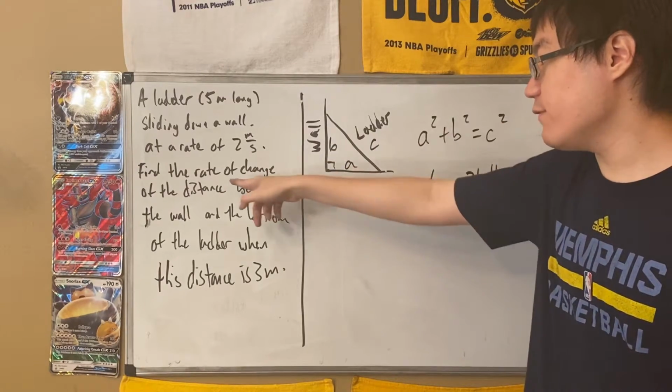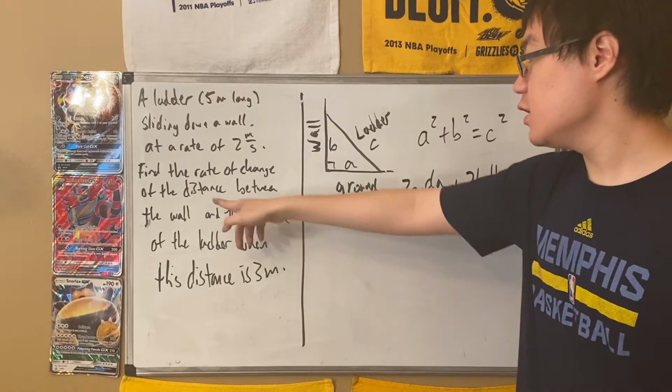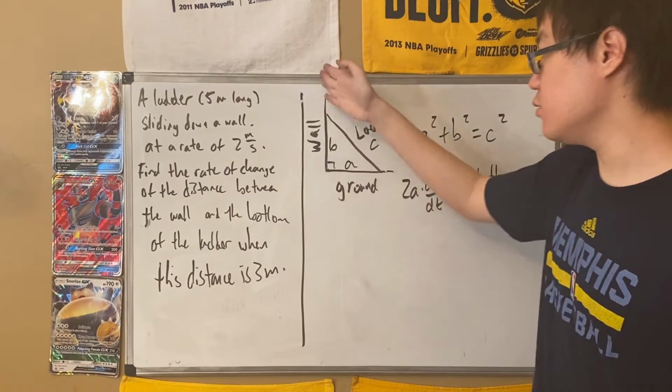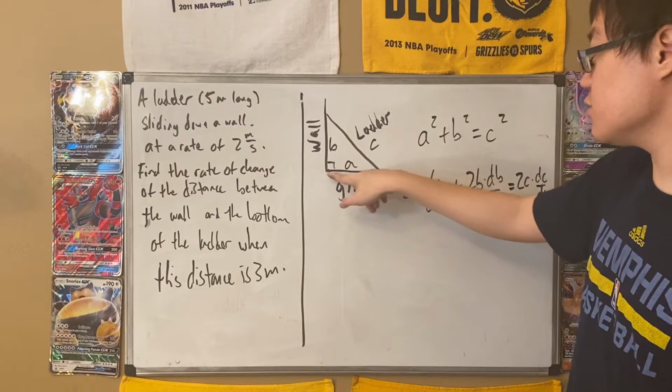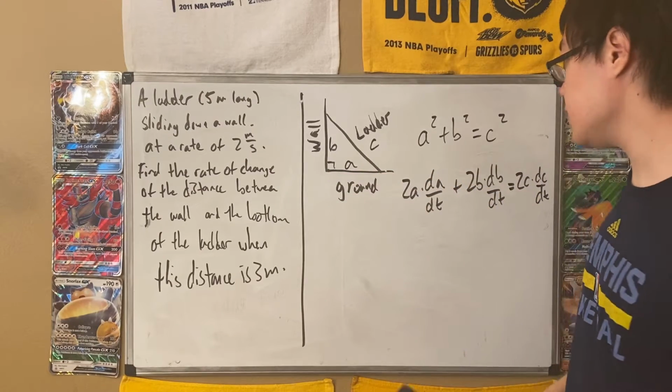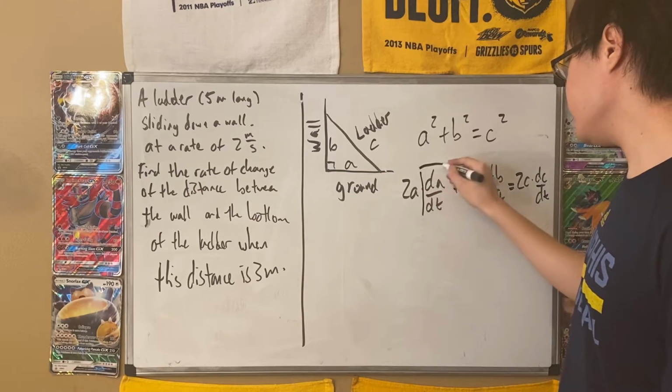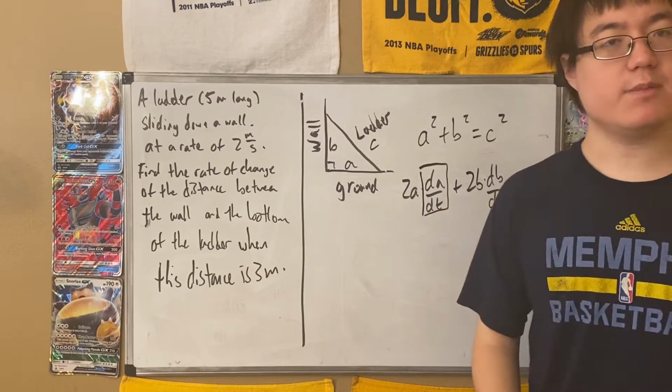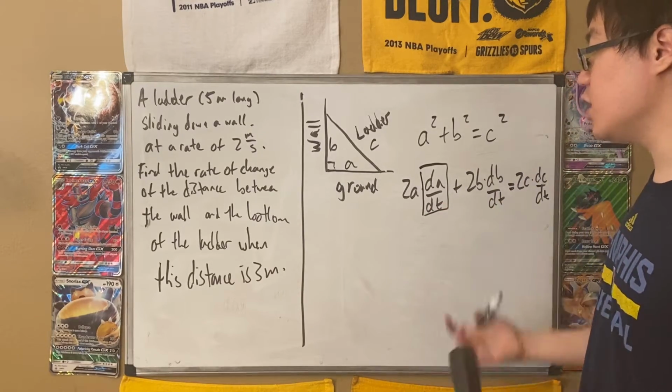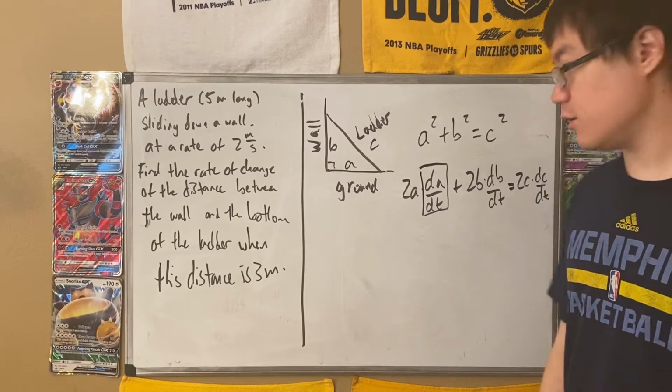So it looks like, again, we're trying to find a rate of change, and it's the rate of change of the distance between the wall and the bottom of the ladder. So it looks like we're trying to find dA/dt in this case. So I'm going to box that. I think it's a useful step because I know that I'm not going to be able to plug in a variable, and if I know my target, I'm going to be able to find it better.